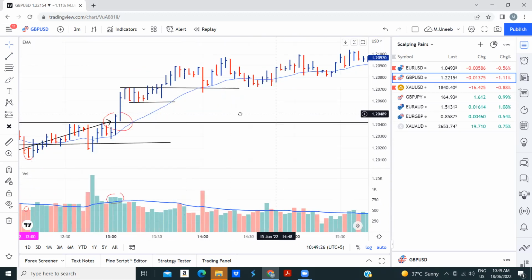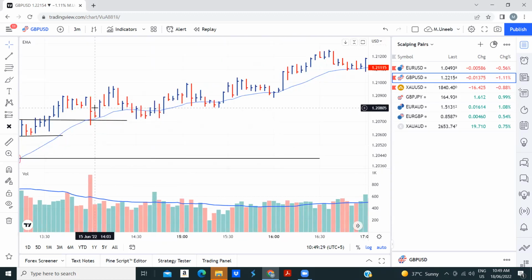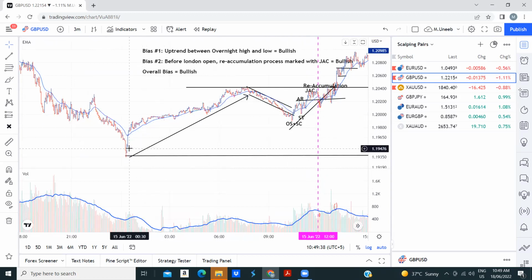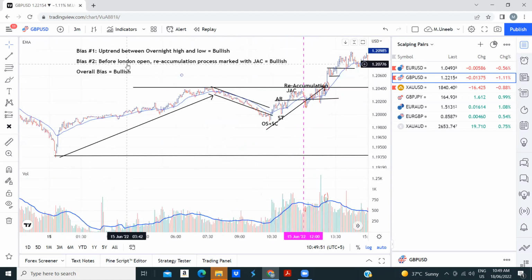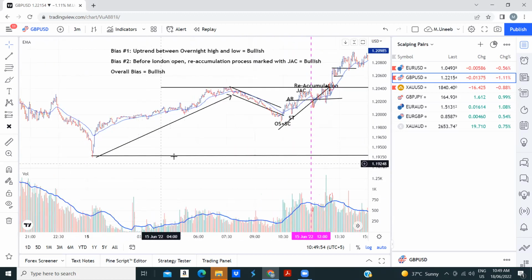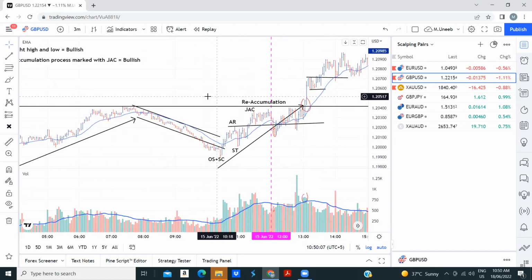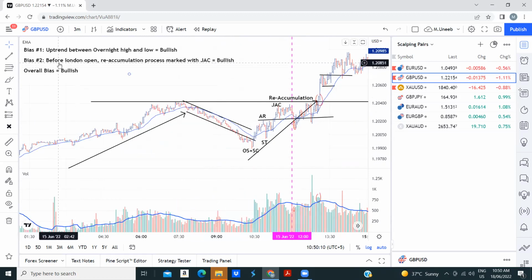Okay. Yeah, good. Do you have any problem so far? No. Okay, so what do we have to observe? We have to see the bias between the overnight session low and overnight session high. First thing, if it's an uptrend, the bias would be bullish. The second thing, you need to see the bias at the overnight session low and at the overnight session high. At this time, we knew that the bias at the overnight session low was bullish, but at the overnight session high we did not know yet.